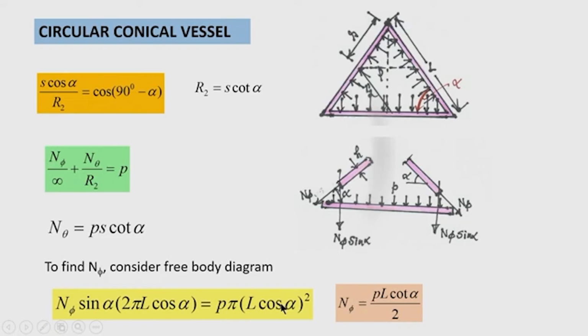Now, the total internal force that is acting due to the uniform pressure is downward. So, to balance this load, n phi should be acting upward. The value of n phi, after simplification, comes out as p L cot alpha by 2. So, in this way, in a circular conical vessel, we can find n theta and n phi.